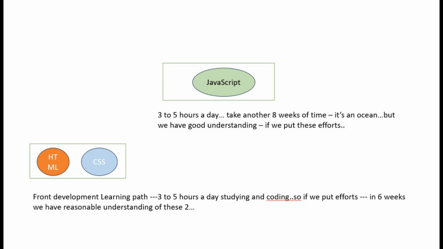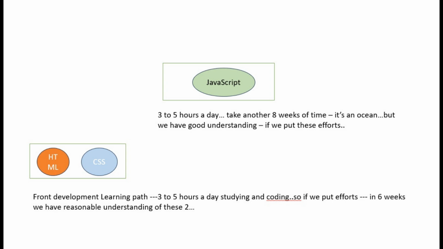JavaScript is a programming language while HTML and CSS are not. That means using HTML and CSS we cannot tell the computer what to do, but using HTML and CSS we can build the building blocks of our website. Every website we see on the internet is built using these three: HTML, CSS and JavaScript.